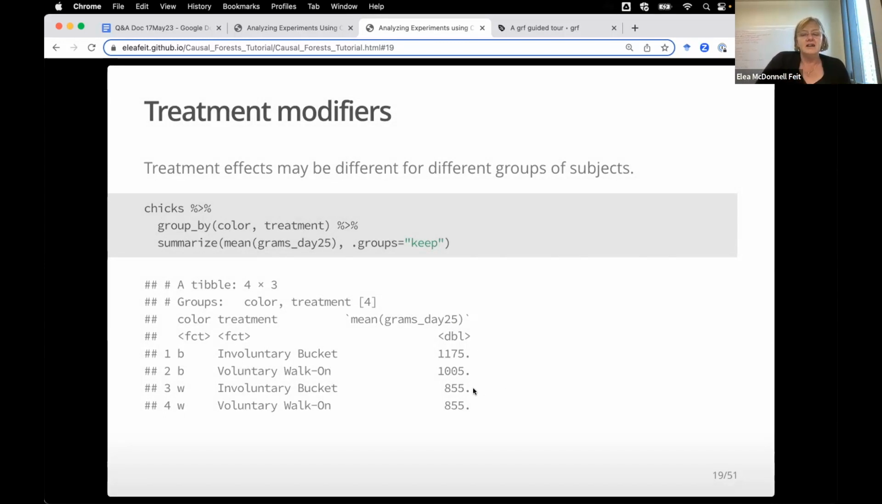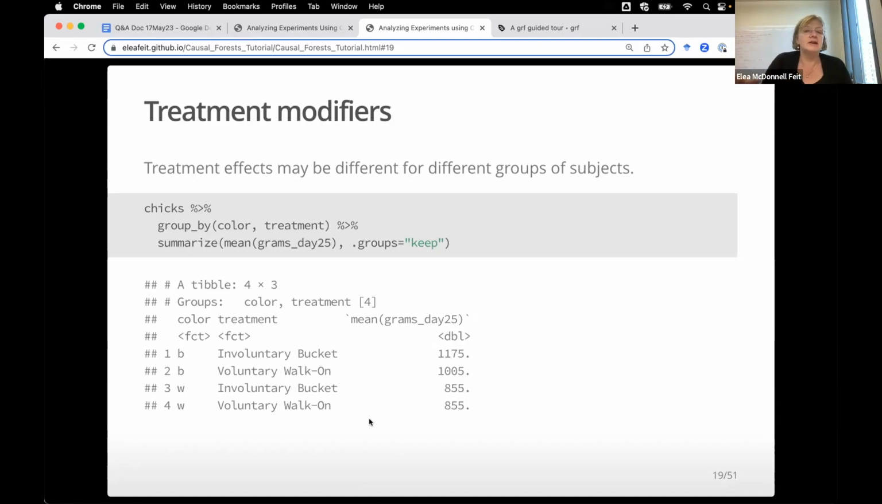If you look at that, it looks like for the white chicks, there actually was no difference between the 2 treatments. In the data, the averages are the same, 855 grams. But for the brown chicks, first of all, it seems like brown chicks are bigger. You'd have to ask a biologist why they're bigger. I'm not really sure. And the involuntary bucket treatment for the brown chicks gained a lot more weight than the voluntary walk-on chicks.